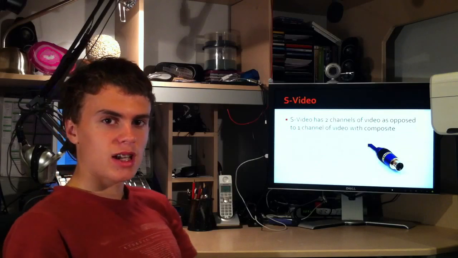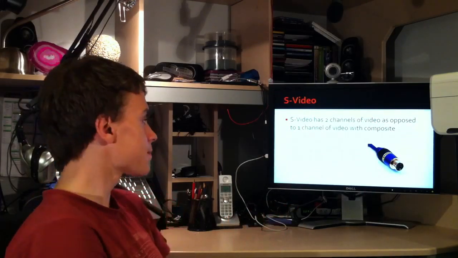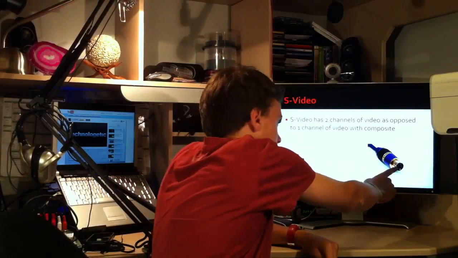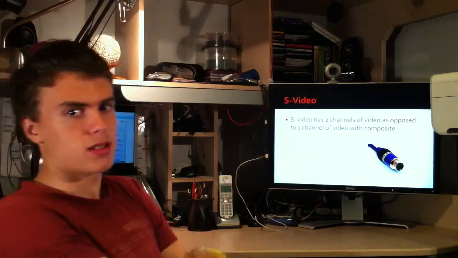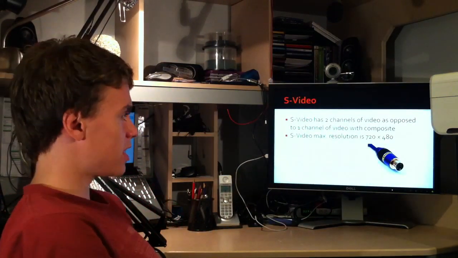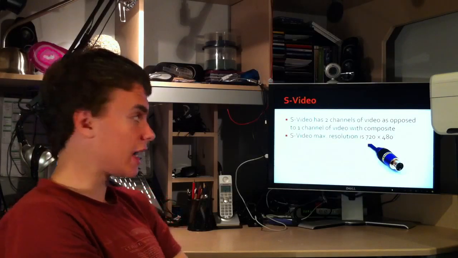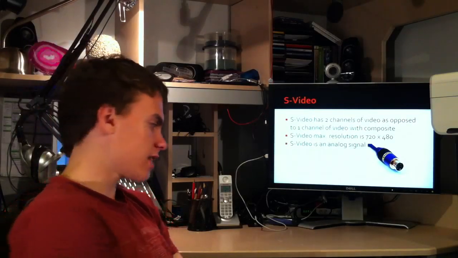So let's just look at S-Video. S-Video has two channels of video as opposed to one channel with composite. So the two channels are these two pins just here and here. And there's two underneath it for grounding, so you don't get electrocuted with it. S-Video max resolution is 720 by 480. And S-Video is an analog signal.